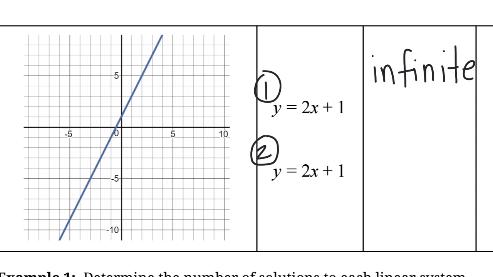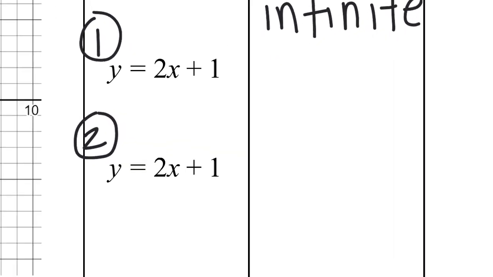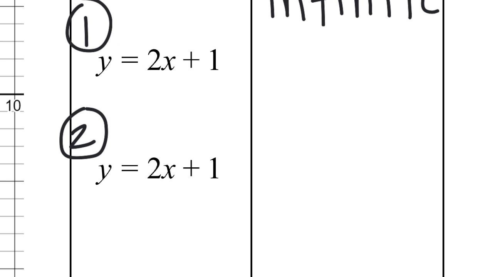So what are the conditions for this situation? Well, if we look at our equations and compare slopes and y-intercepts, we're obviously going to see that the slope in equation 1 is the exact same as the slope in equation 2. These ones both have a slope of 2. And the y-intercepts are also going to be exactly the same. They are both a positive 1.